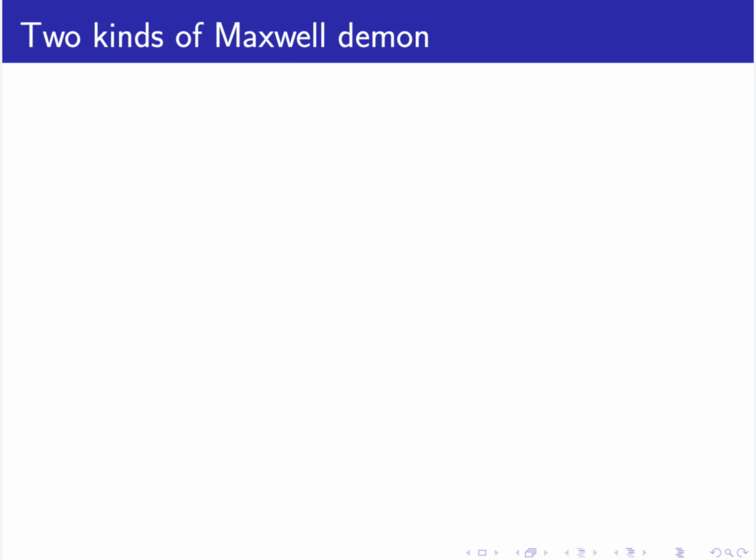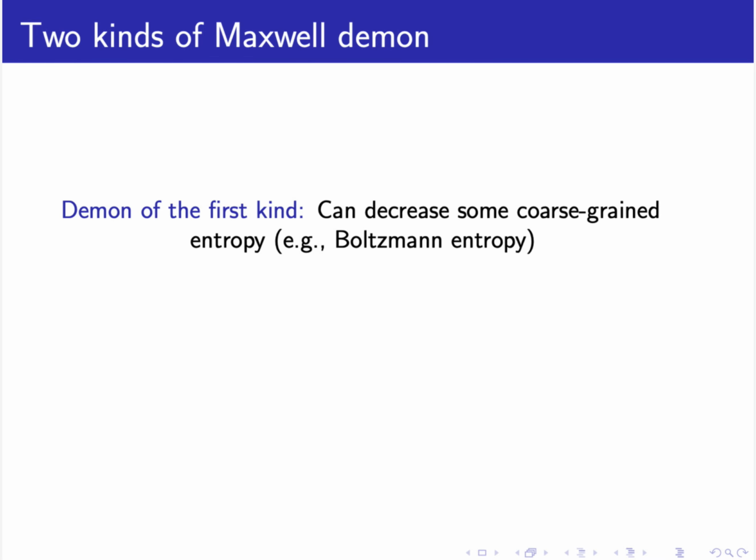So, a demon of the first kind is a demon that can decrease some value of the coarse-grained entropy. For instance, the Boltzmann entropy, the entropy appropriate for the Boltzmann coarse-graining. So a demon of the first kind, you're given a coarse-graining J, there's an entropy associated with J. And a demon of the first kind is a demon that can decrease the J entropy. So in fact, demons of the first kind are indexed by my control operations. They're indexed by what the coarse-graining is.